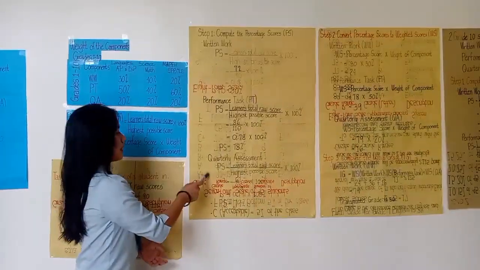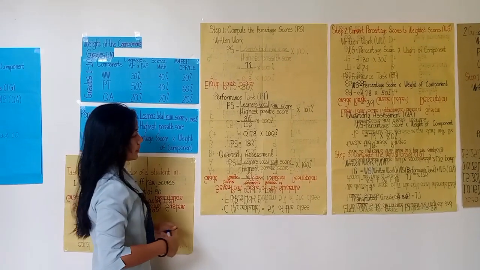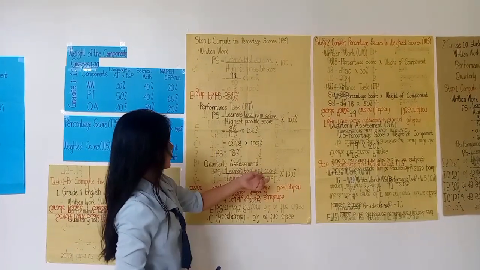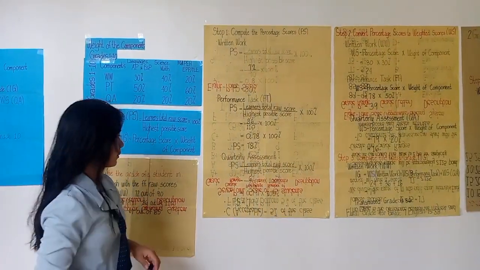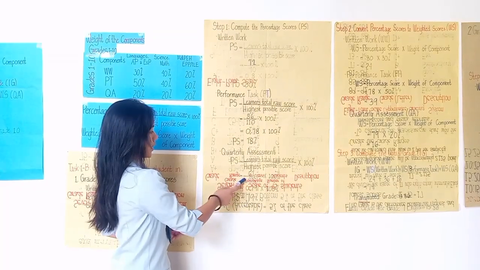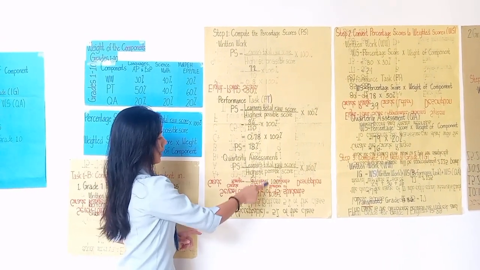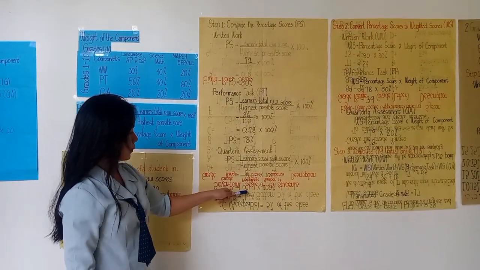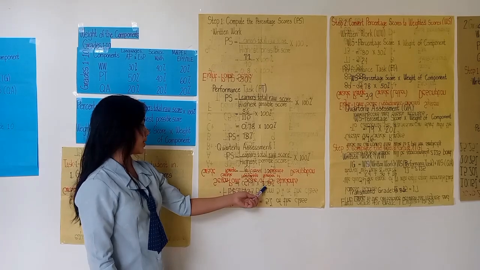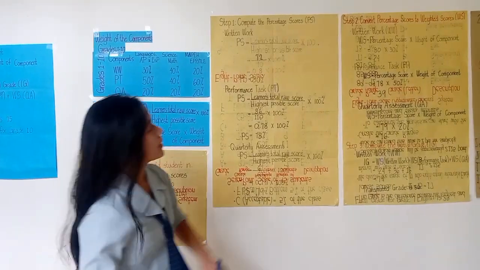And the quarterly assessment, the same formula: learner's total row score divided by the highest possible row score times 100. The learner's total row score is 67 divided by 85 times 100. So 67 divided by 85 is 0.79, times 100 is equal to 79%. So we're going to the next step.